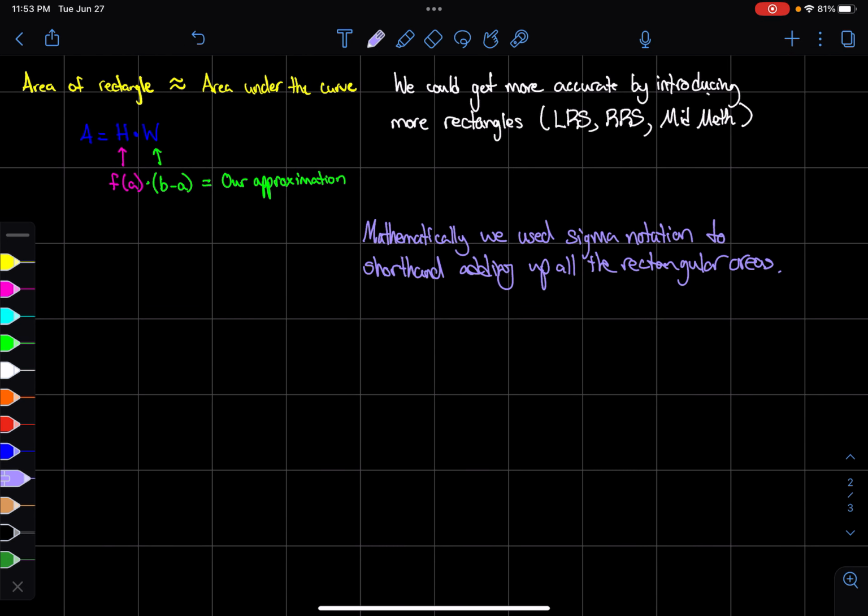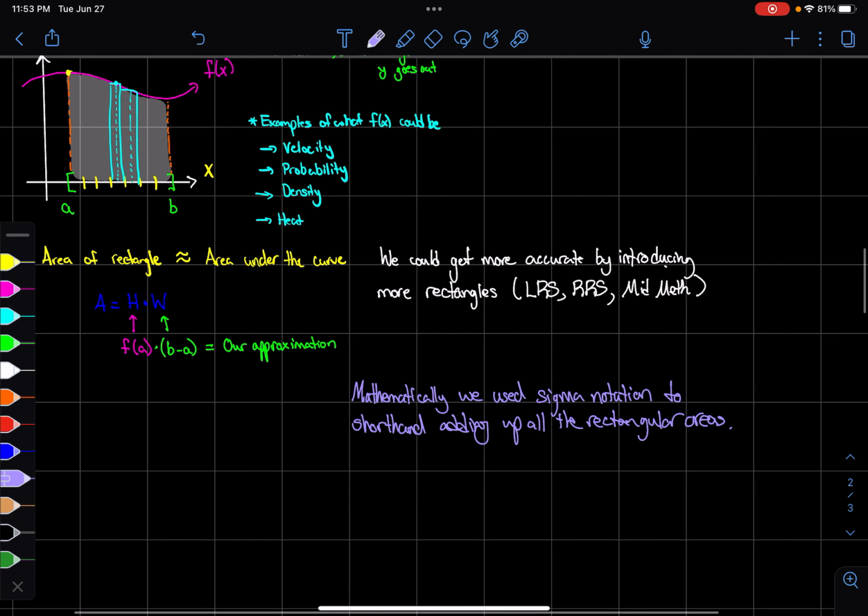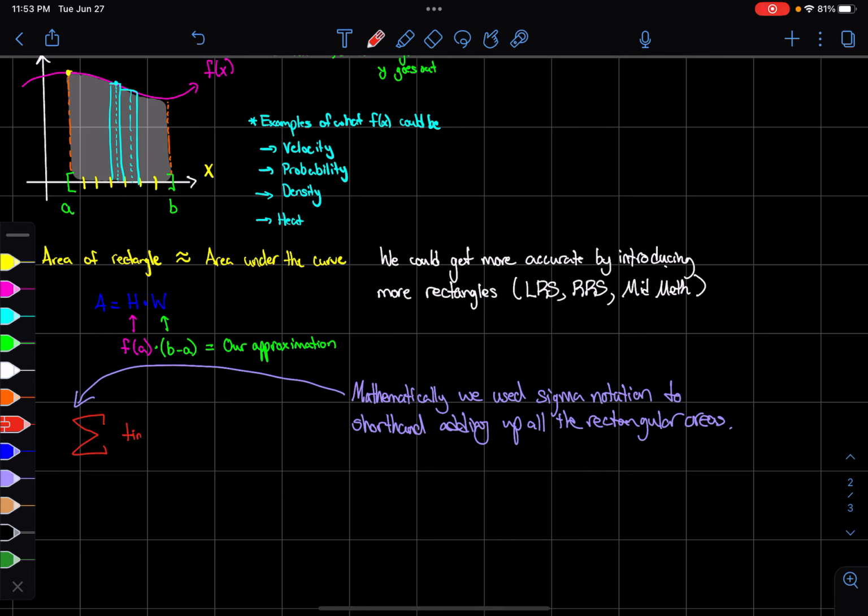We said, okay, zoom out so we can still see this picture. So we'll go over here, and we said, okay, we're going to add up a whole bunch of stuff. What are we adding up? Well, we were adding up a whole bunch of tiny rectangles, right? This is kind of where our thought process starts.